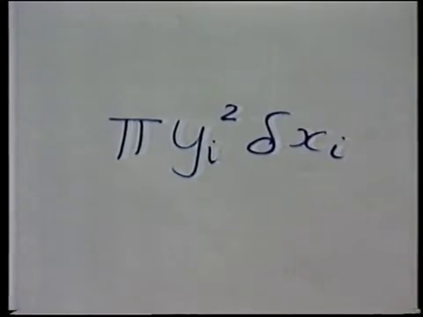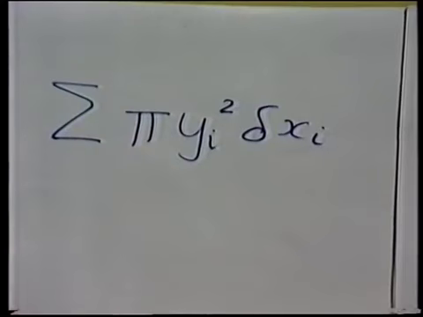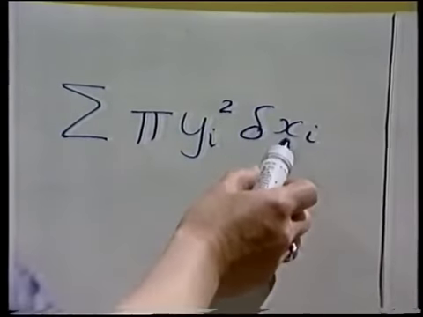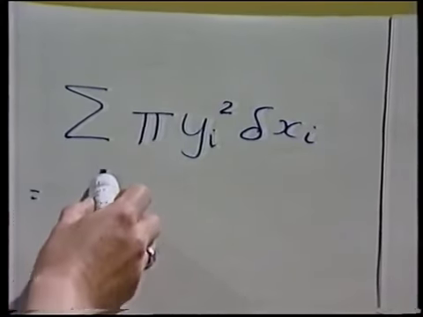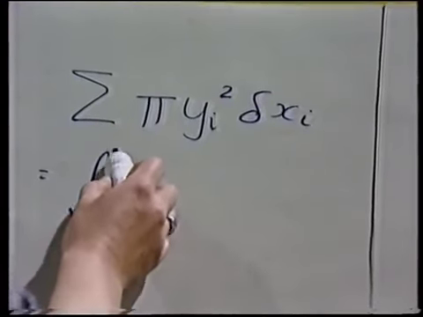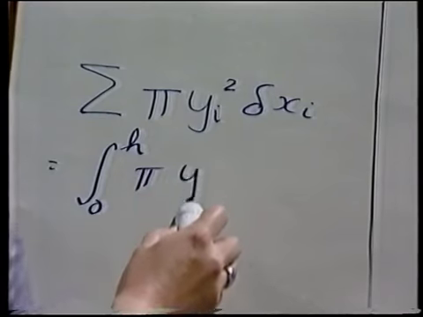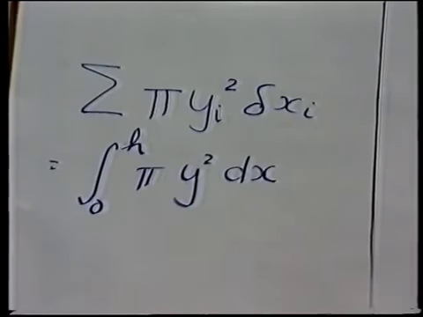So summing over all discs from 0 to h, we have this. Now, taking the limit as delta xi tends to 0 gives an integral which we can write as the integral from 0 to h of pi y squared dx. If you look at this integral for the volume, the surprising thing is that we haven't used the fact that we're dealing with a cone.